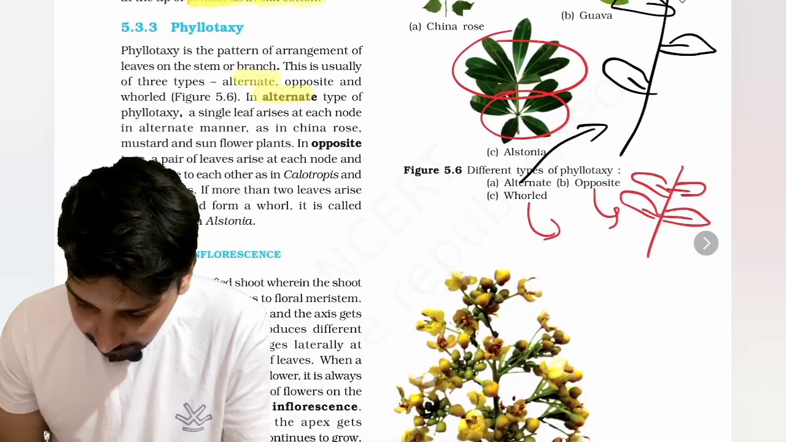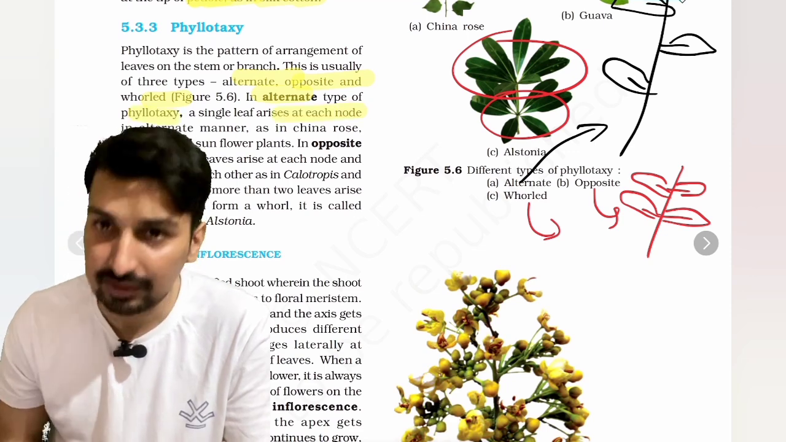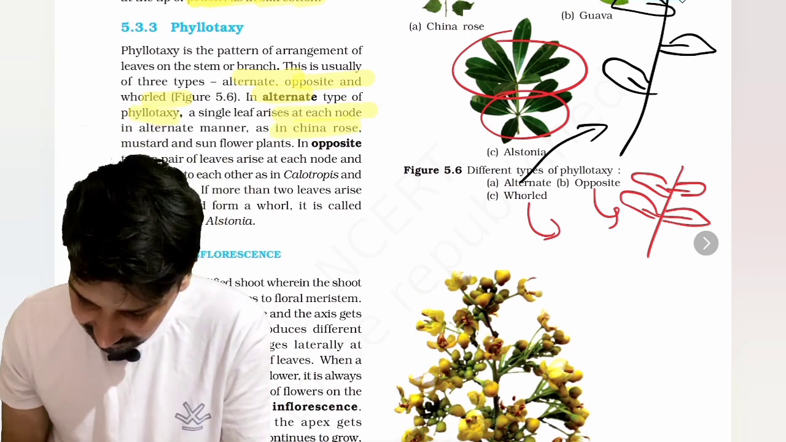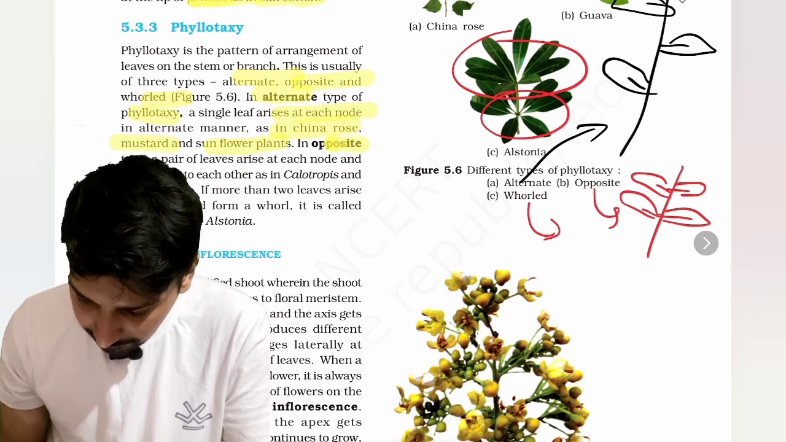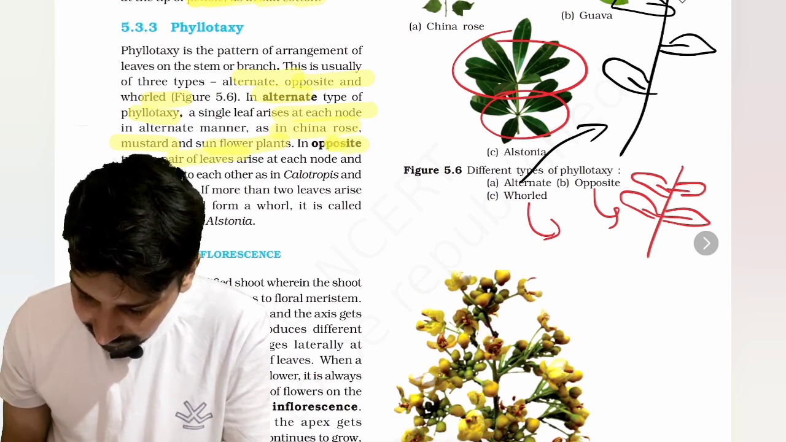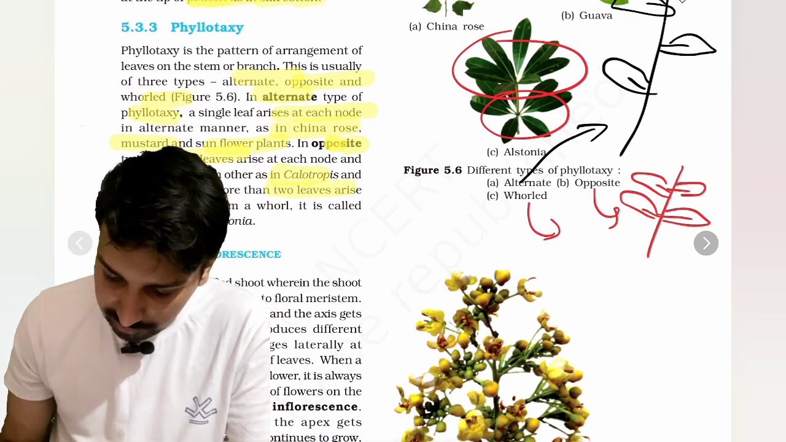In the alternate type, a single leaf arises at each node. In China rose, mustard and sunflower, only one leaf is present at one node. In the opposite type, a pair of leaves comes out. Examples are calotropis and guava plant. If more than two leaves come from one node, that is known as whorled. Example, alstonia.